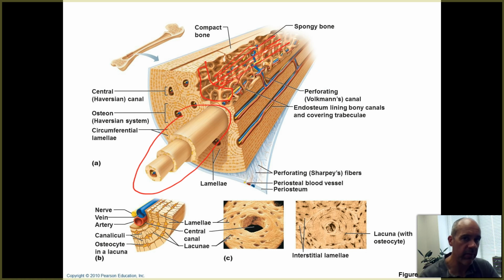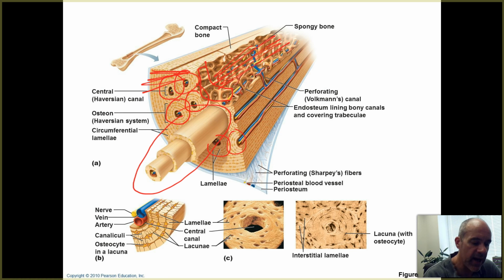And then outward from there, as you move out towards the edges of the long bone, that's where you're going to have all this compact bone, and much of it consists of these osteons, these three-dimensional cylinders that run up and down the length of the bone, and they're all tightly compacted together to give you this structure that we have in the compact bone.